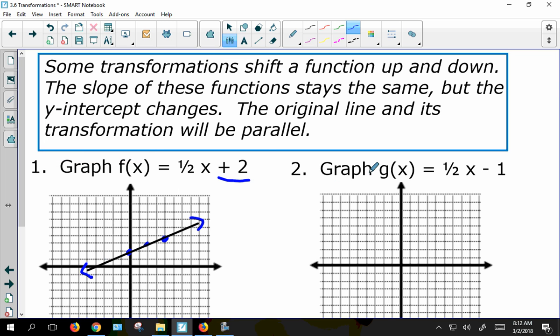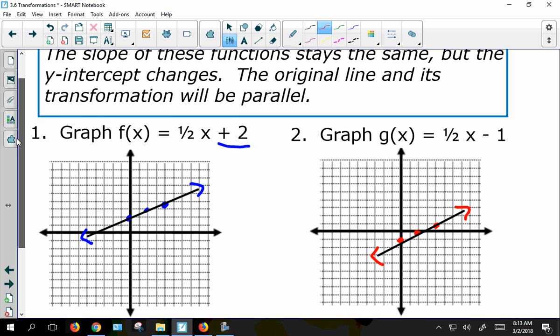Okay. Now, we're going to graph number 2. We go to -1. I'll make this one red. We go to -1, put a dot. Up 1 over 2. Up 1 over 2. Then I get my line. There we go. Make my arrows. And these are my 2 lines that I just graphed.